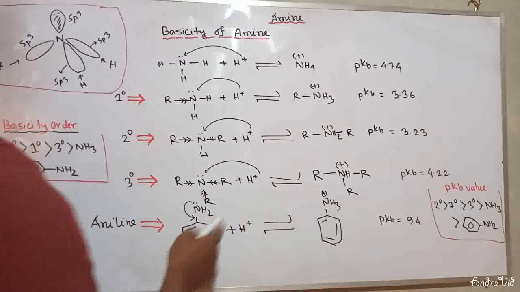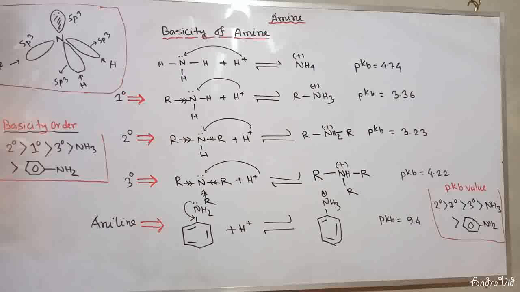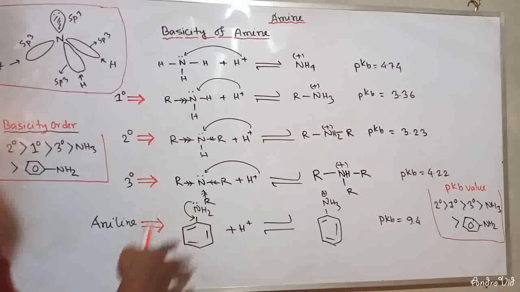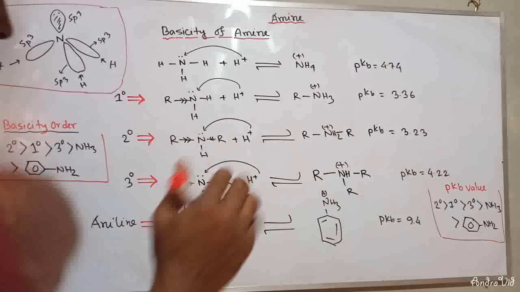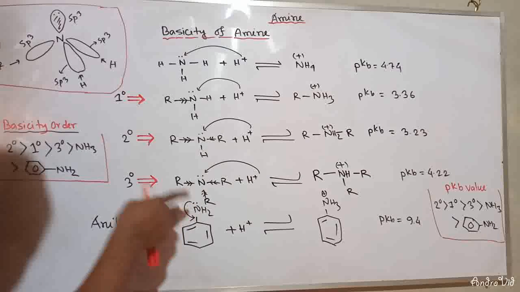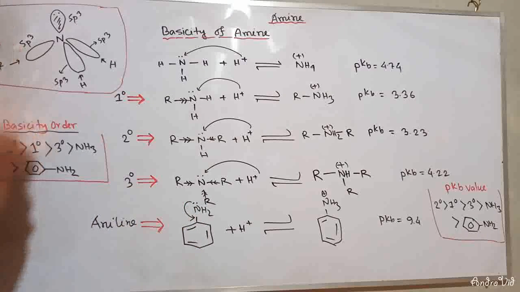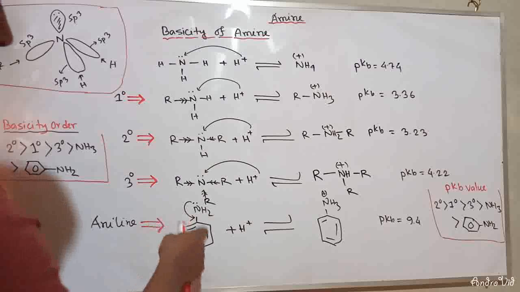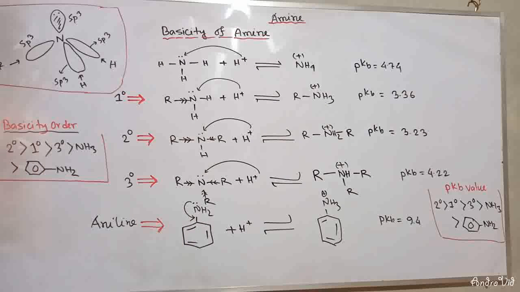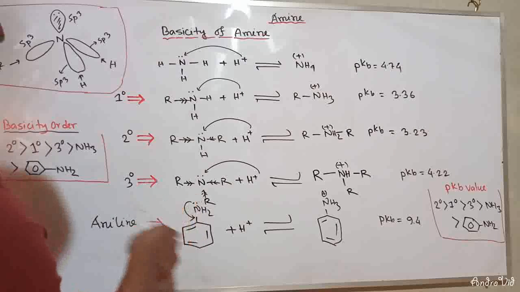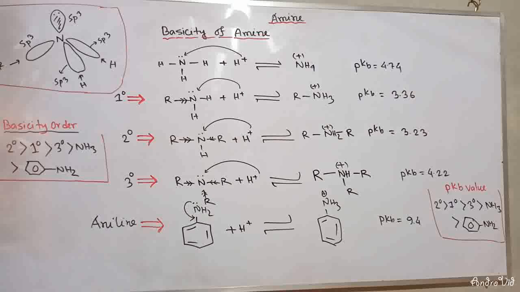At the same time, in the case of aniline, what happens? The nitrogen atom has a lone pair of electrons, and for basic character this lone pair is very important. In aniline, the lone pair can receive a proton, but at the same time it can participate in the resonance structure of aniline. The lone pair can participate in the delocalization of the pi bonding electrons. Since it has already participated in resonance or delocalization, there is only a little chance of receiving a proton by this nitrogen atom. So the basicity of this compound will be very small.